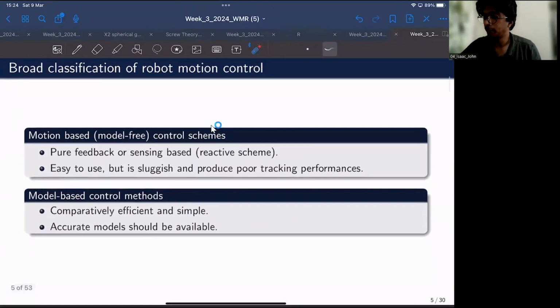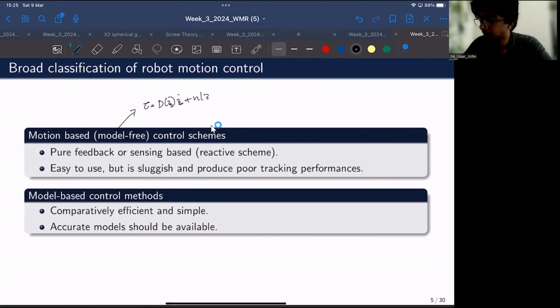Okay, now moving on, the different classifications of motion controllers. We can classify based on whether it is a model-free controller or a model-based controller. The model-free controller is also called a motion-based controller. What I mean by model is its dynamic model, how you physically model the robotic system. If I can recall this again.